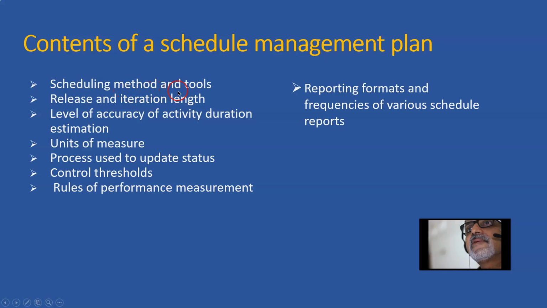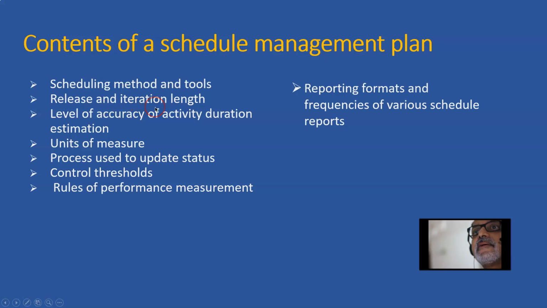The first thing is scheduling methods and tools. Some of the stakeholders may use Excel sheet, some will use MS Project, somebody else may use Primavera, somebody will update it daily, somebody will update it weekly, somebody will update it fortnightly, then it is very difficult to get a roll-up of the schedules at a project level. So these things must be defined at the schedule management planning level itself.